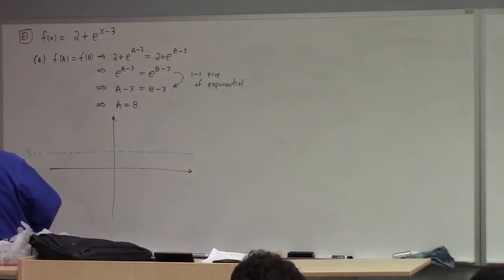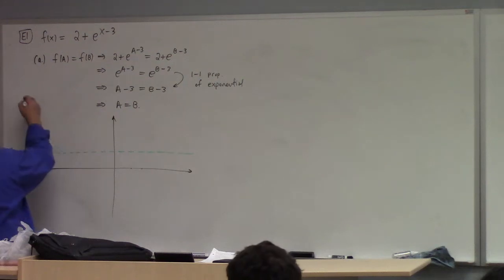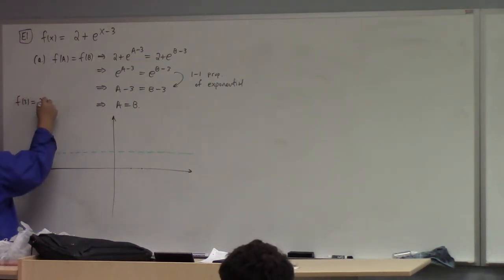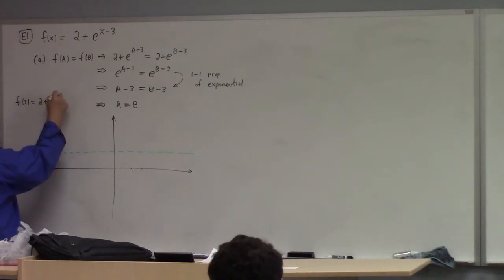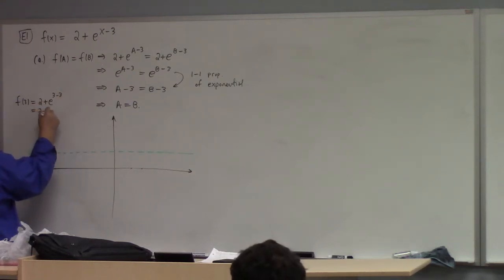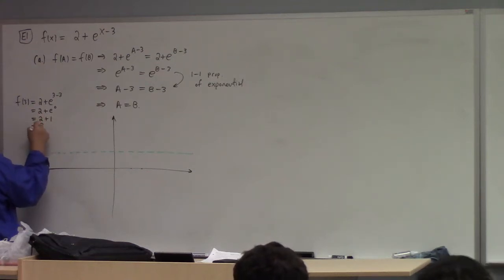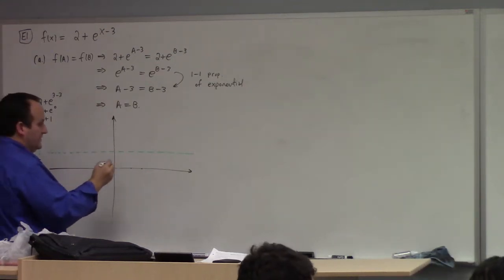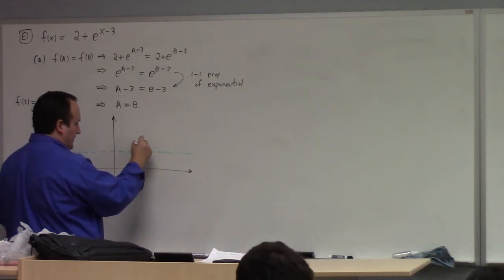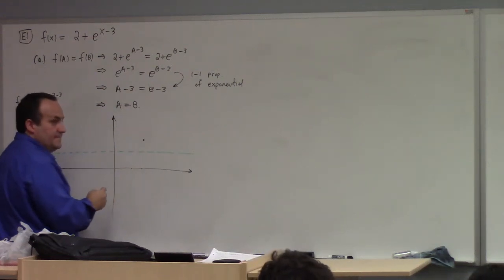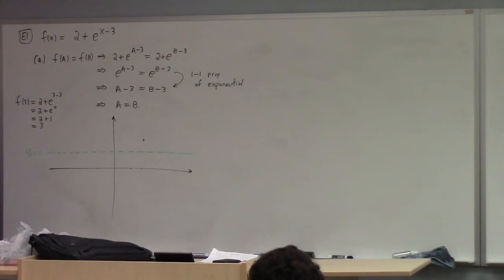Is f of 3 equal to 3? For some reason that's bothering me. 2 plus e to the 3 minus 3 is 2 plus e to the 0, which is 2 plus 1, which is, yeah, it's 3. So 3 is a point on this graph. So 3 is like here, right?